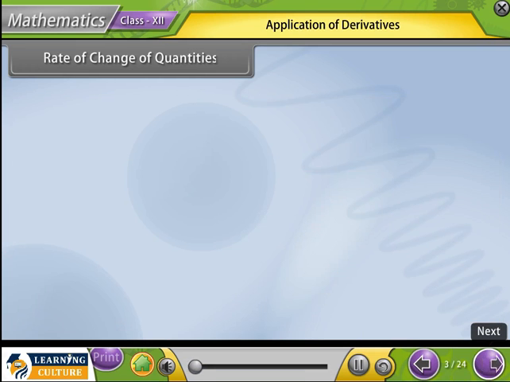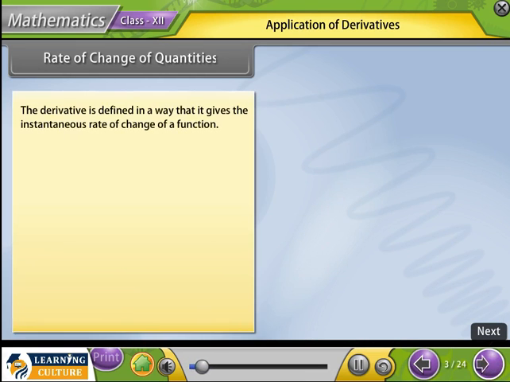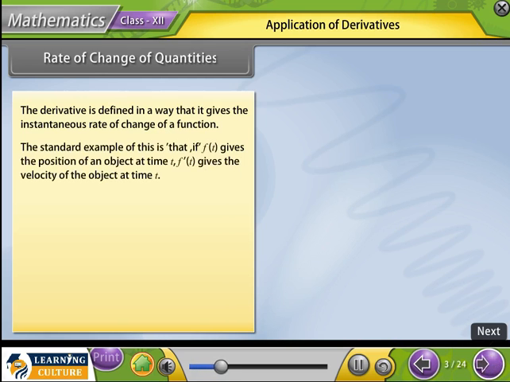Rate of change of quantities. The derivative is defined in a way that it gives the instantaneous rate of change of a function. The standard example of this is that f of t gives the position of an object at time t. F dash of t gives the velocity of the object at time t.